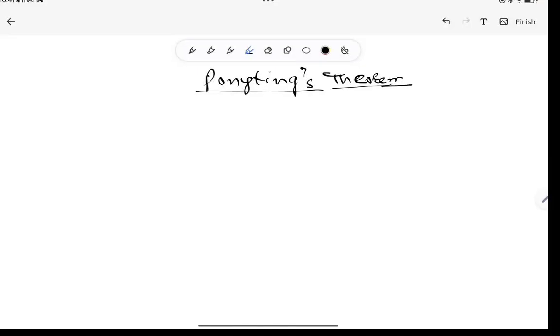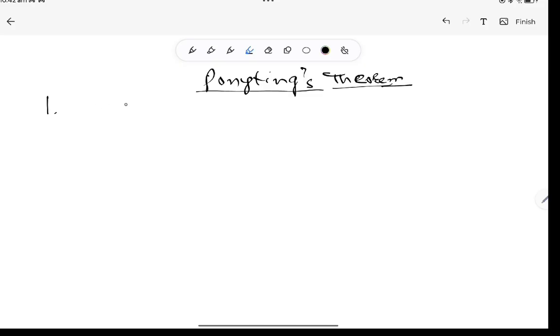We start with Poynting Theorem. For its understanding, we need a few things. One of those things is the product rule from vector calculus.